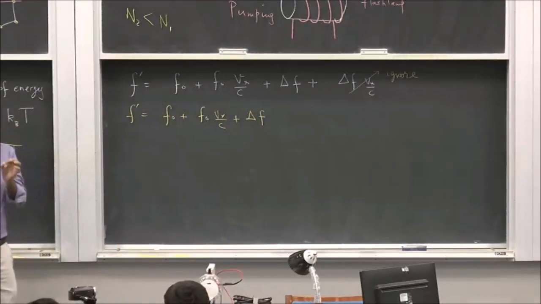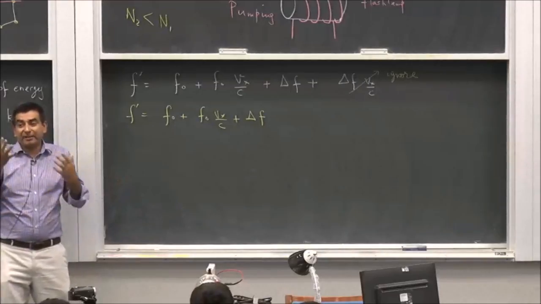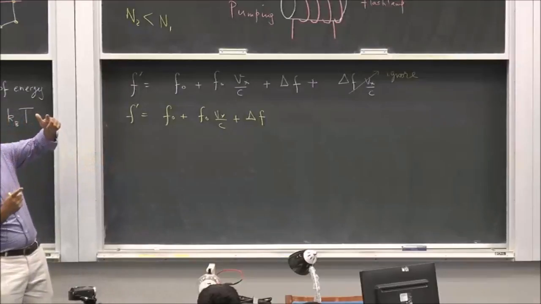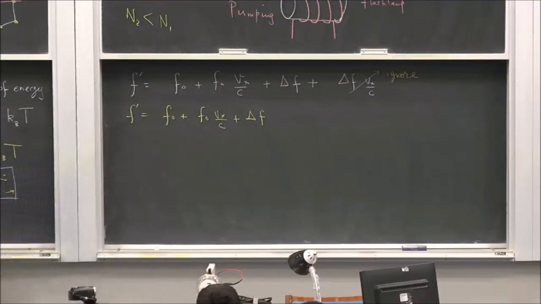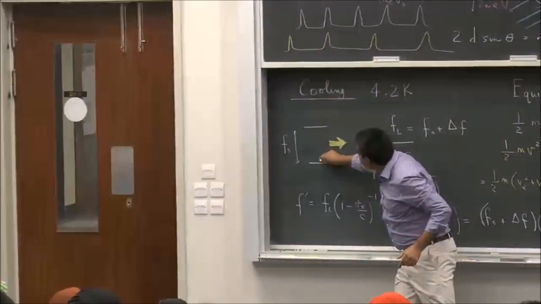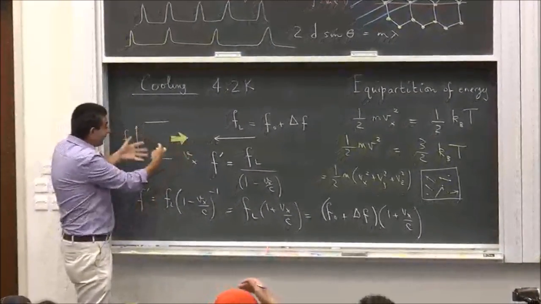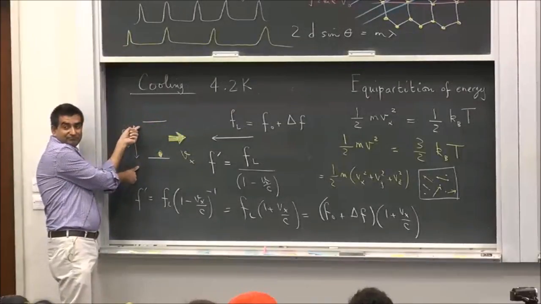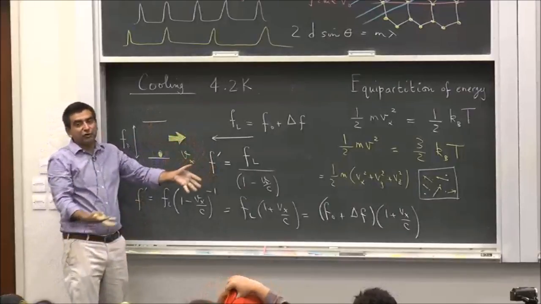Now the atom is seeing a frequency, and it's not the same as F0. So it may or may not undergo a transition. Only if the frequency that the atom sees exactly matches F0 will the electron be promoted from the lower level to the excited level. So imagine this atom is in the ground state and it's moving towards the laser source. It sees some frequency, and that frequency must match F0, so that the electron is promoted to the higher level and the photon is absorbed.